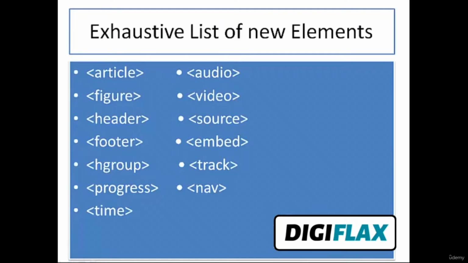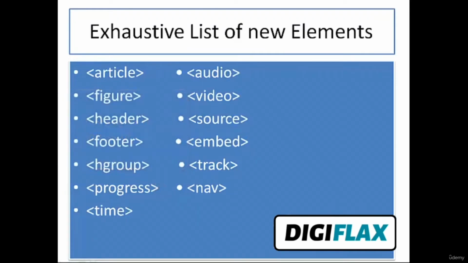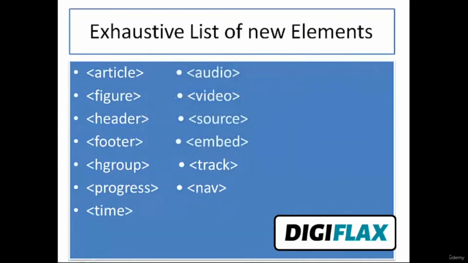Next in our list is the progress tag. It represents the progress of a particular task. Then comes time. Time represents a date and time, which was not possible to display logically in HTML, the previous version of HTML5. Next are the media tags. First are the audio and video tags. In these tags, we can embed files like MP4, MP3, FLV or such kind of streaming content. Then the source and embed tags. These tags are used in conjunction with audio and video tags. Source provides the source file and embed tag provides a plugin.